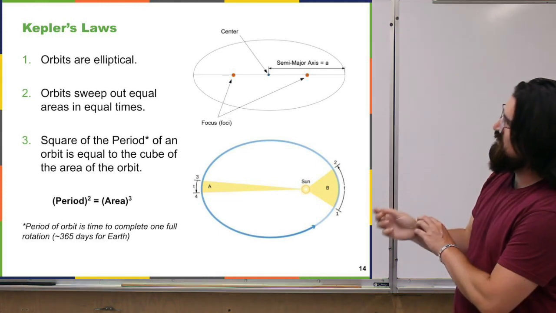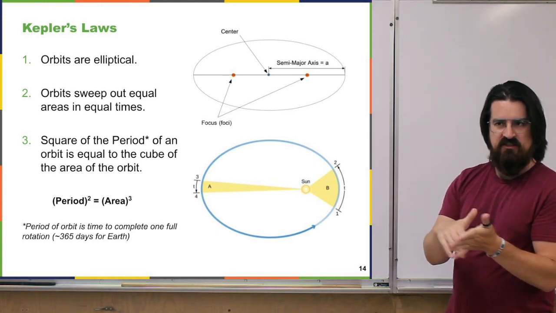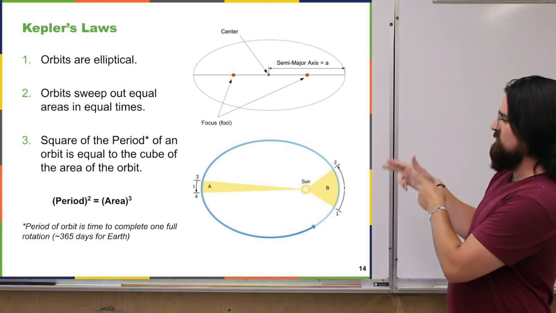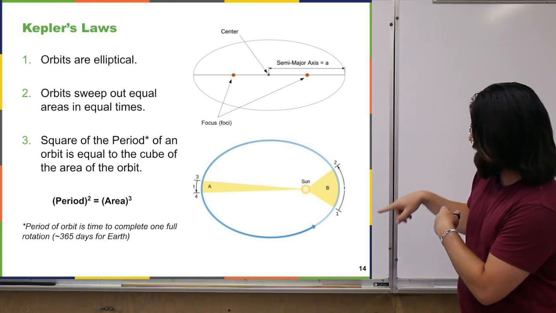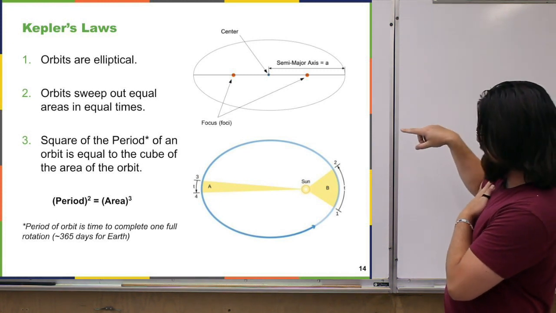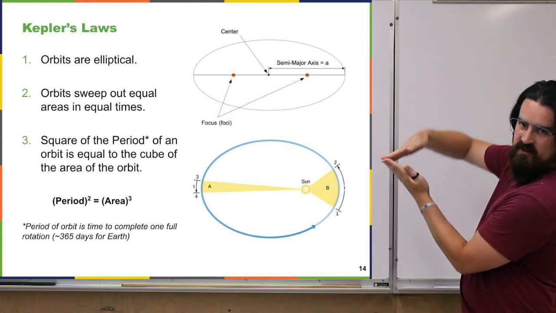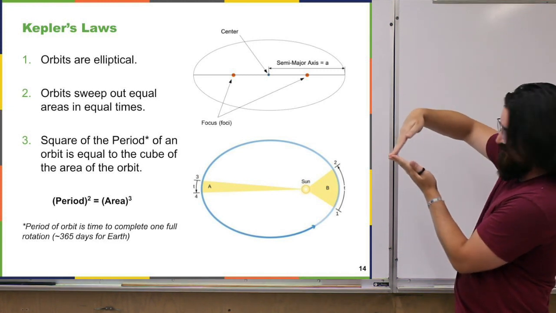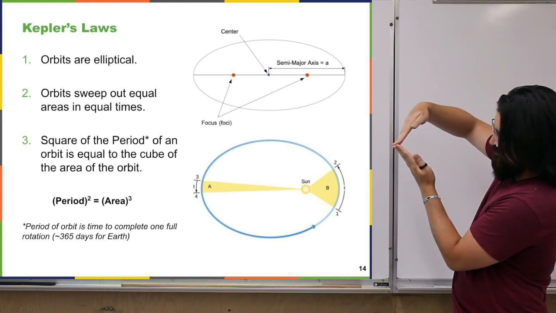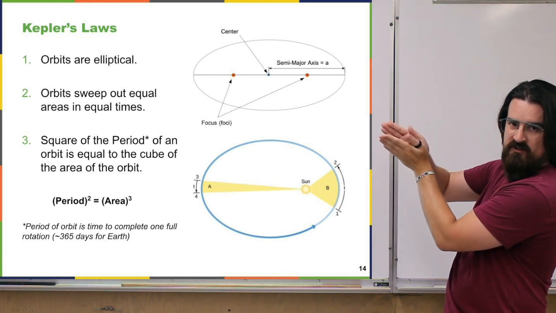Right? But in the second law, Kepler saw that the orbits actually sweep out equal areas in equal times. And that's what this picture is about. So if we look at the orbit of some planet, say from this point 1 to point 2, it takes a certain amount of time for that planet to go from 1 to 2, and that sweeps out this slice of pie or slice of pizza right there. So the amount of time it takes to sweep out that area is going to be the same amount of time it takes to sweep out an equal area on the other side.